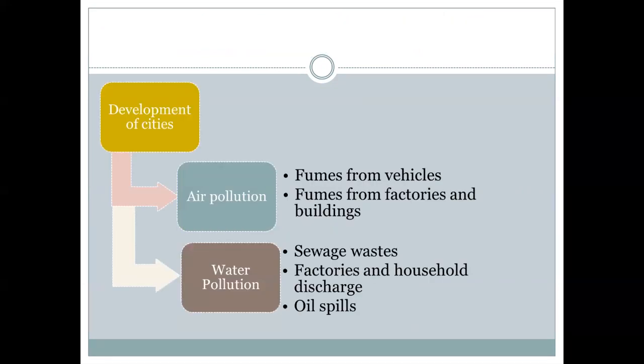In addition, the development of cities has led to many effects on the environment, like pollution. One of them is air pollution from the fumes of vehicles and factories or buildings as well. The other effect is water pollution. It can come from sewage waste, factories and household discharges, and even oil spills in the ocean.